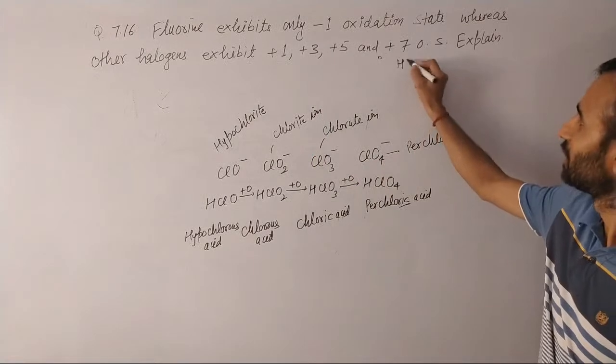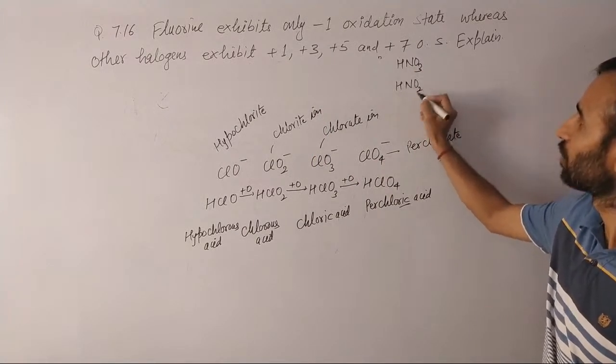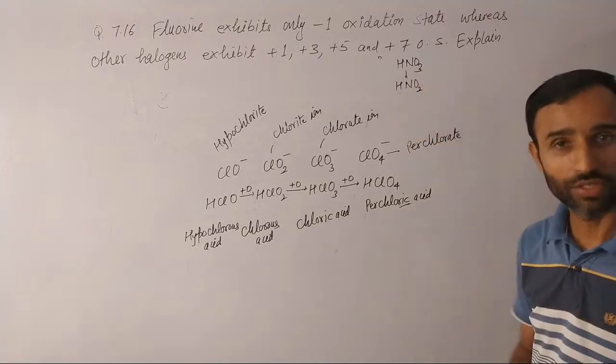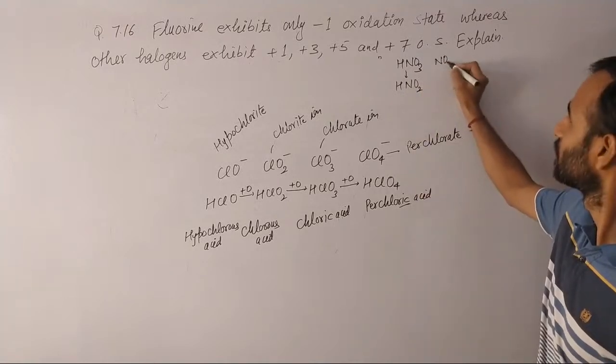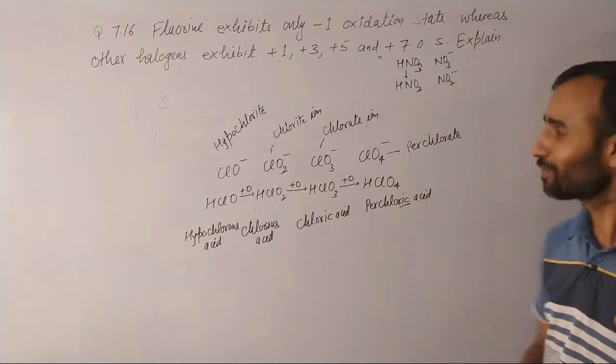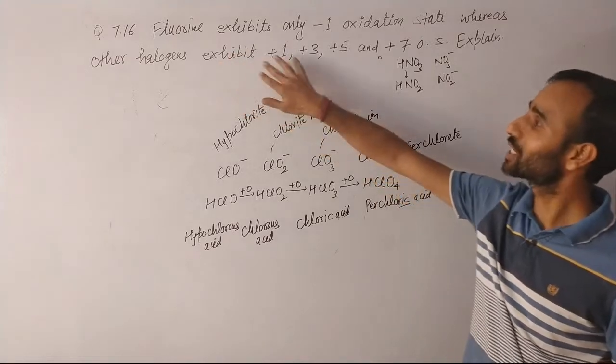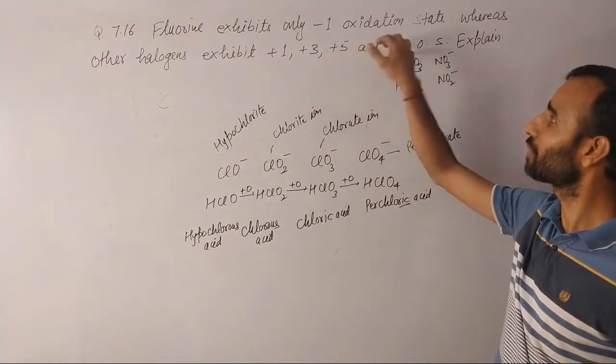Same, see, HNO3 is nitric, HNO2 is nitrous; nitrate, nitrite. Okay, leave it. I mean to say halogens exhibit +1, +3, +5, +7.